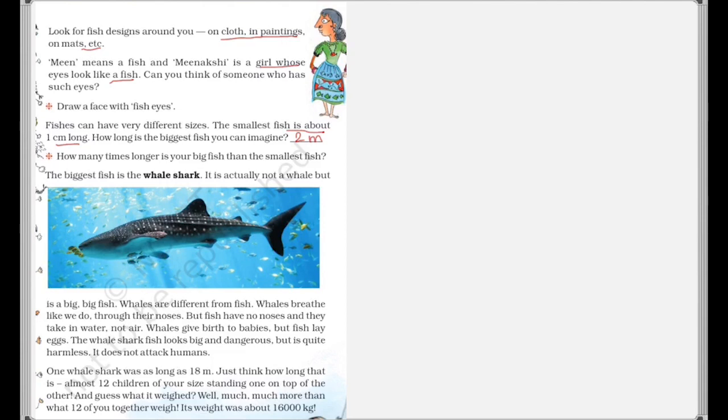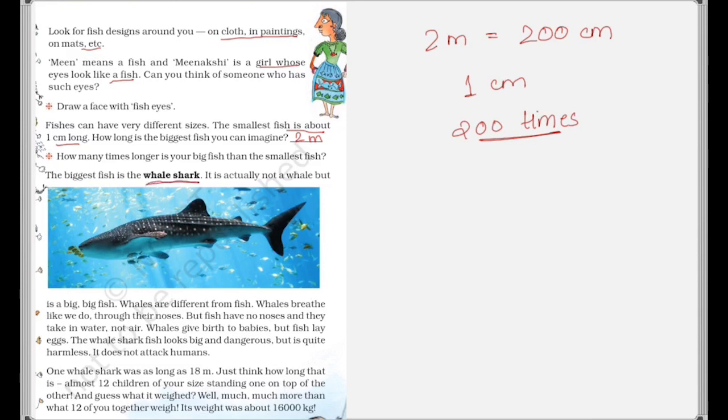So if we talk of 2 meter, it is equal to 200 centimeter. Okay, and the smallest fish was only 1 centimeter. So our largest fish is 200 times bigger than the smallest fish. Okay, now here it is written, the biggest fish in the world is the whale shark.